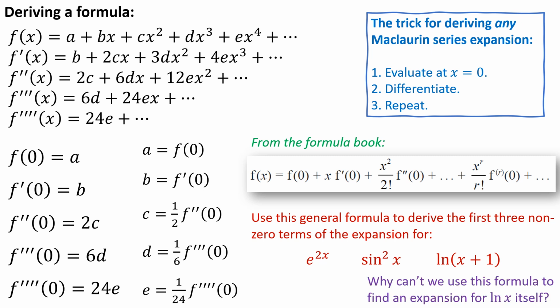Pause. Have a go at these three. In particular, I want you to be asking the question for the last one, why can't we use the Maclaurin series expansion formula for just ln of x? Why did I have to make it awkward by going for ln of x plus 1?